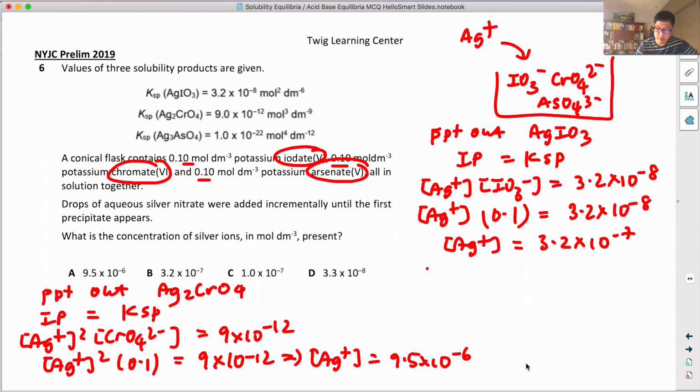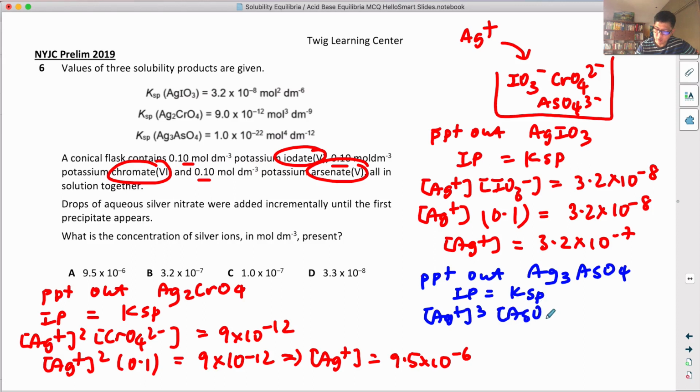So to precipitate out, just use a different color, to precipitate out silver arsenate. Again, the same thing, the ionic product is equal to the KSP. So it's going to be Ag plus cubed times AsO4 3 minus equals the KSP, which is 1 times 10 to the power minus 22, and this value is again 0.1. Okay, so work it out. I'm just going to do the math. Ag plus, you get a concentration of 10 to the power minus 7.